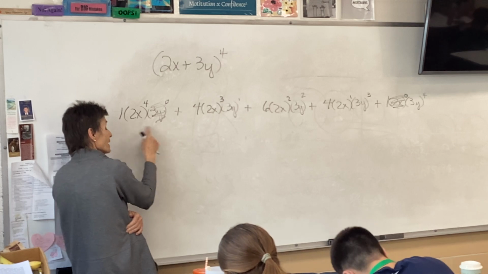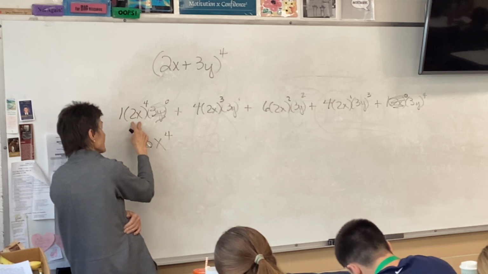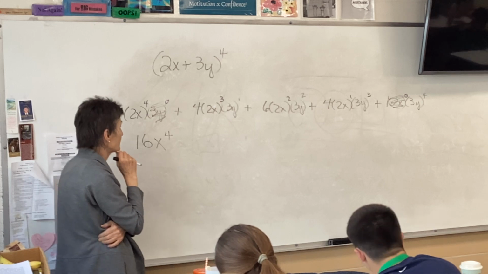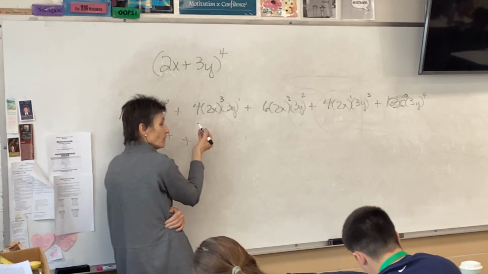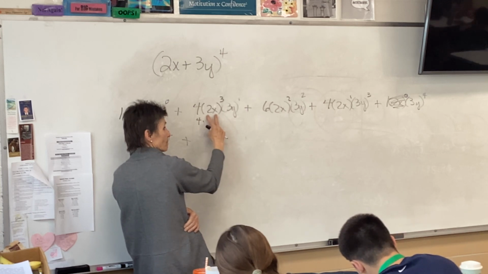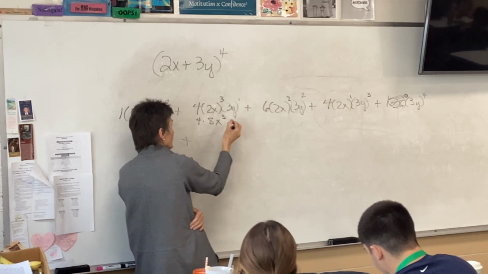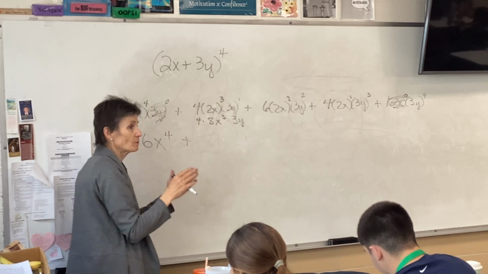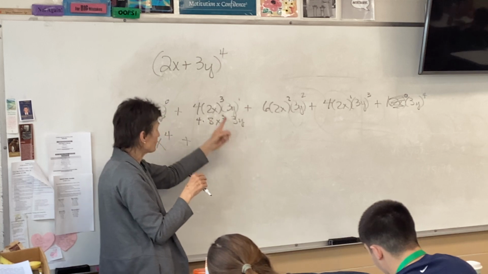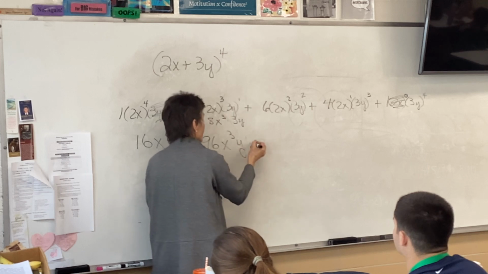So here we go. First term, and what have I got? 16x to the 4th, very good. This is 2 to the 4th, x to the 4th. 16, x to the 4th, perfect. Now be careful here, what do I have? I have a 4, what's this? 8, x cubed, and 3y. Now that is all multiplication. So 4 times 8 times 3 is 96. And then of course x cubed y.